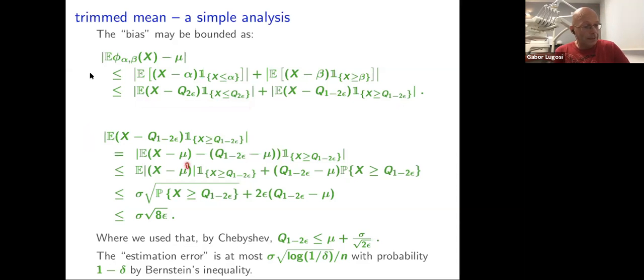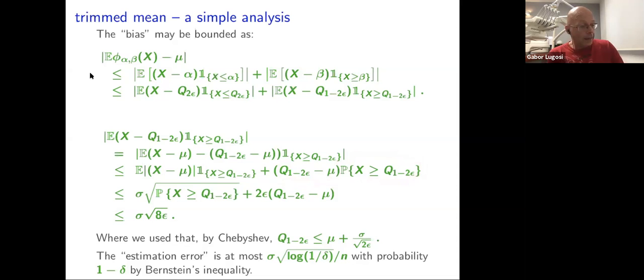Well, let's center. So I just add and subtract mu here, and then we have these two terms, right? X minus mu times this indicator, and this other term here times the indicator, but this other term is a constant, so there's just this probability. This probability equals 2 epsilon, right? Because by the definition of the quantile.